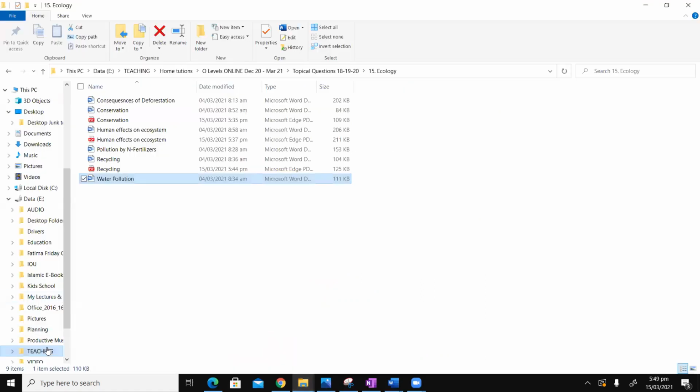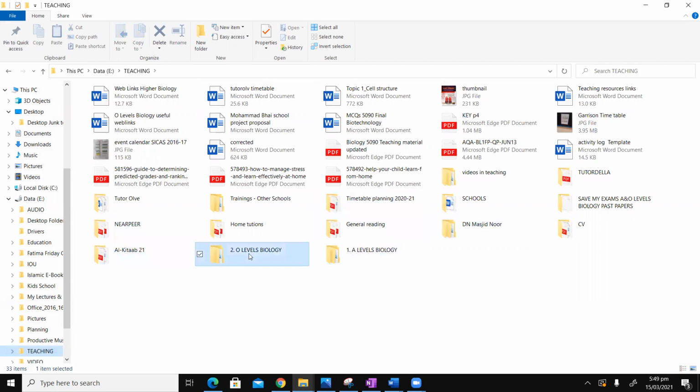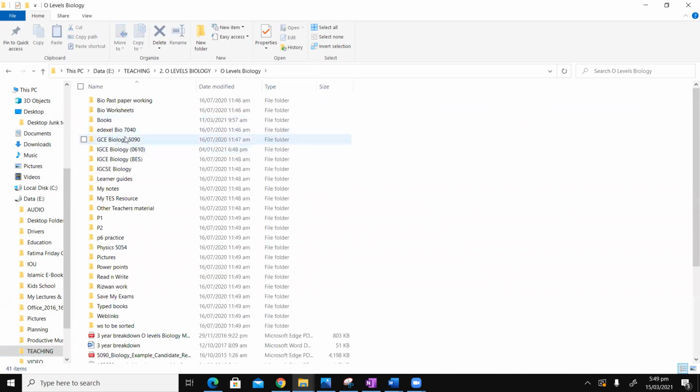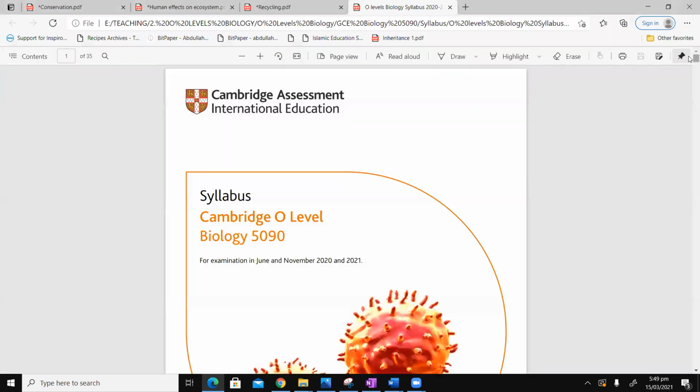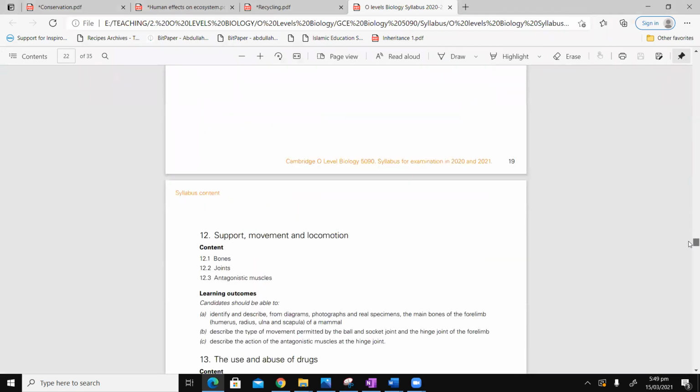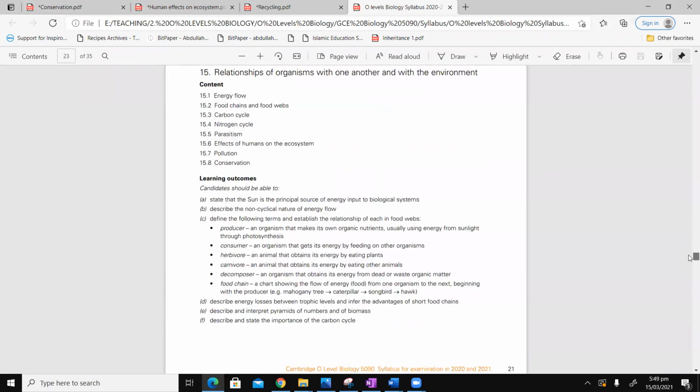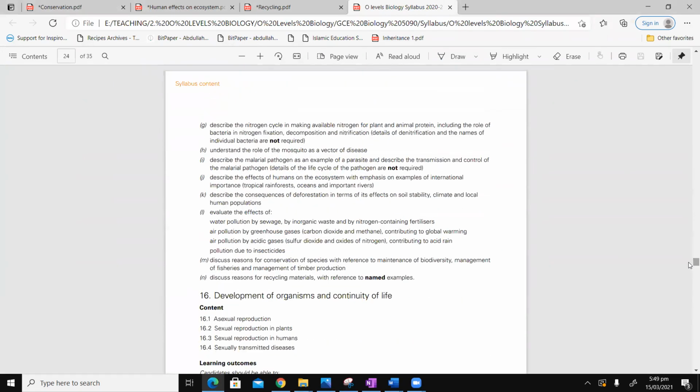Now, very quickly, if I were to skim through the syllabus points, तो आप देखेंगे कि more or less it's all of these points that we've discussed in different past papers. Support, movement, locomotion, relationship. ये देखें जी. So it is all of this that we've discussed today in terms of past papers, from here to here, including ideas of deforestation, effects of humans on the ecosystems, फिर ये आपकी water pollution है, air pollution है, and then conservation है, and then we have recycling.